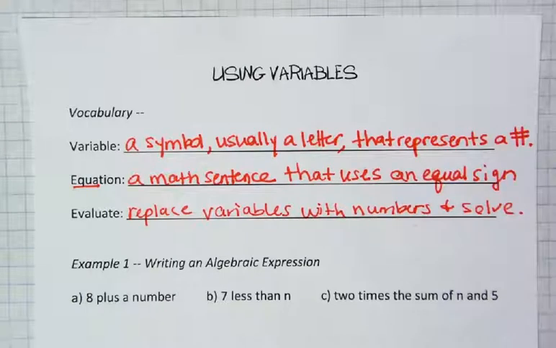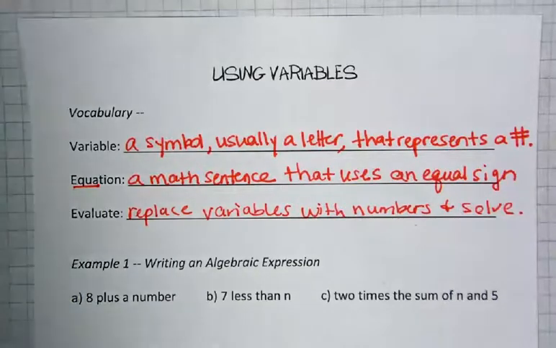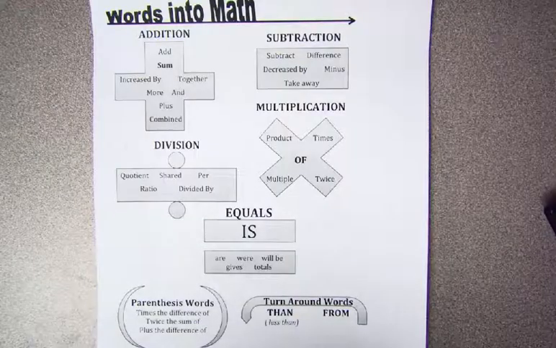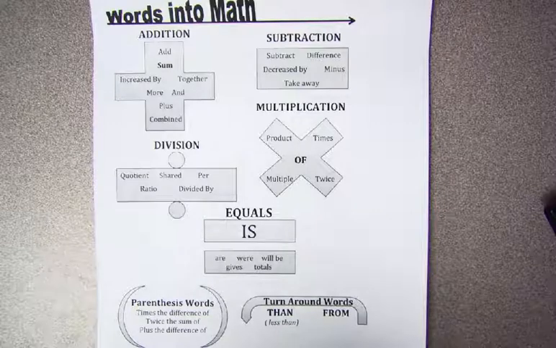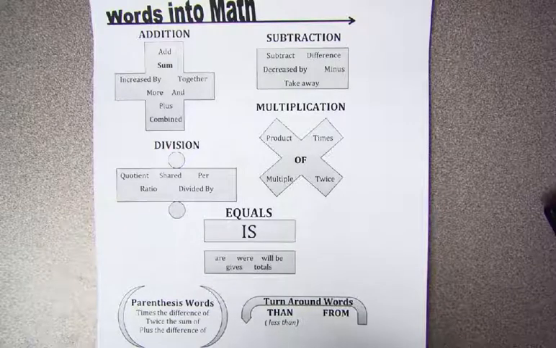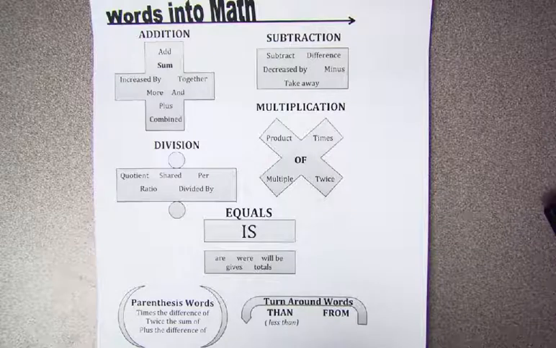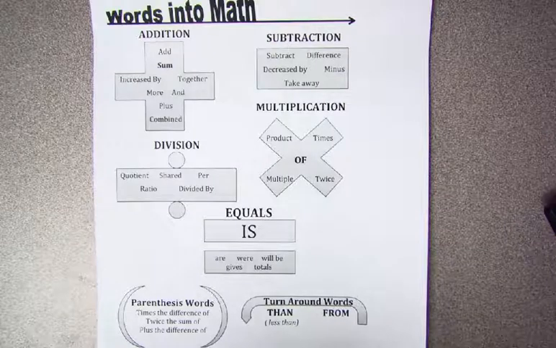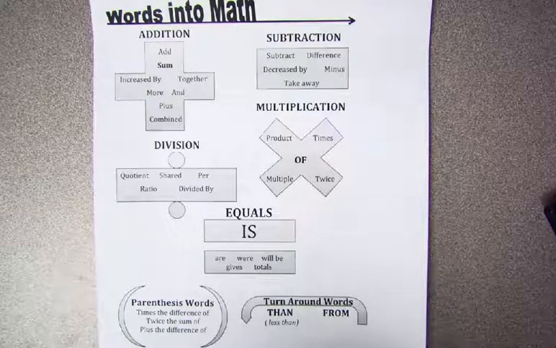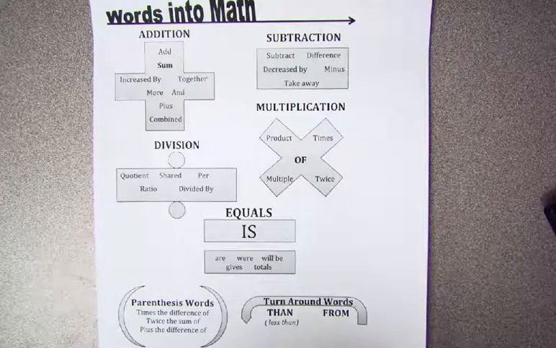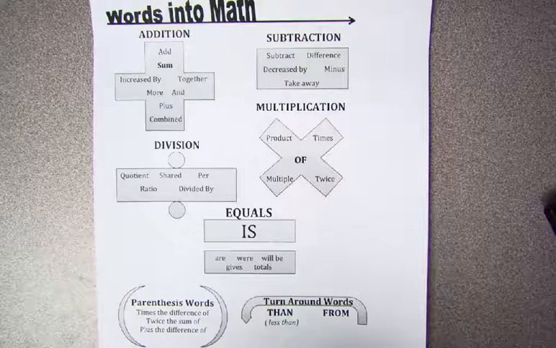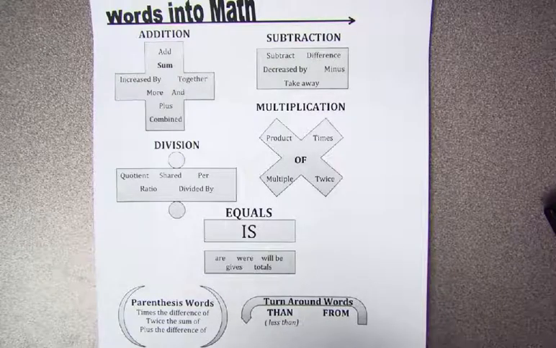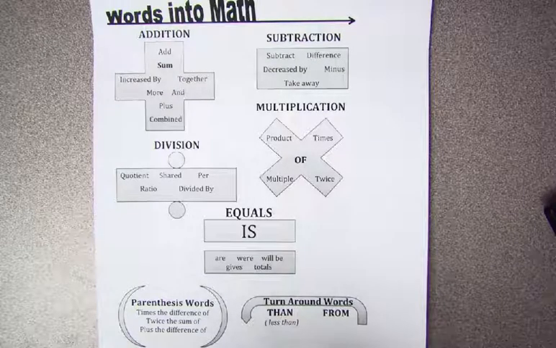So the first example is writing an algebraic expression given an English sentence. This is where your words into math page in your iPod is going to be useful. What the words into math page gives you is different terminology for different math operations. It's all the different words that you may see in an English sentence or in a word problem that represent addition, subtraction, multiplication, division, equals, parentheses, things like that. As we go through our examples, I'm going to be referring back to the words into math.